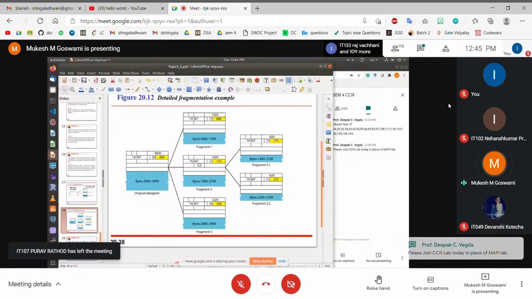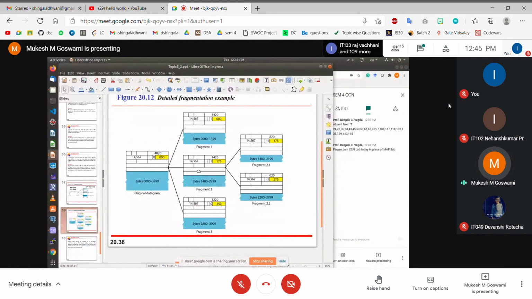Okay, so I hope this fragmentation is clear. Now, the fragmented packet in turn can be fragmented further. So this is the first level of fragmentation. Now this middle packet is in turn fragmented further. Right. So we divided it again, where one fragment consists of 800 bytes, the second fragment consists of 600 bytes.